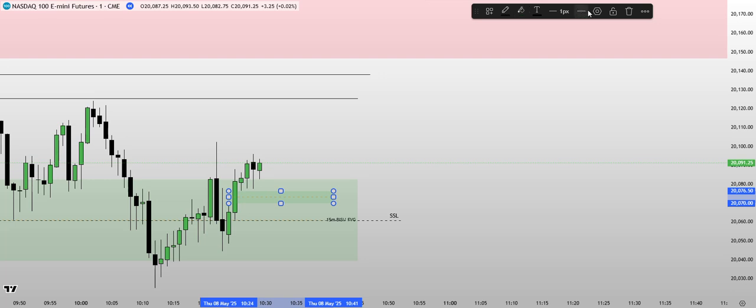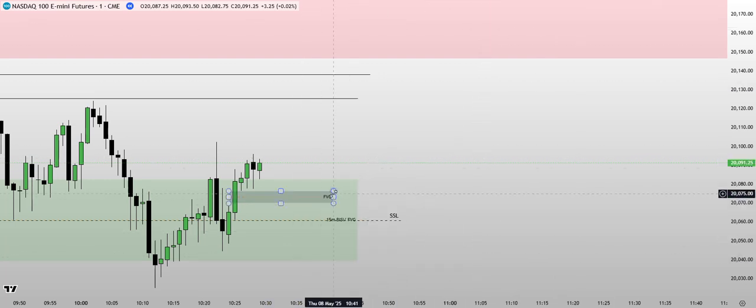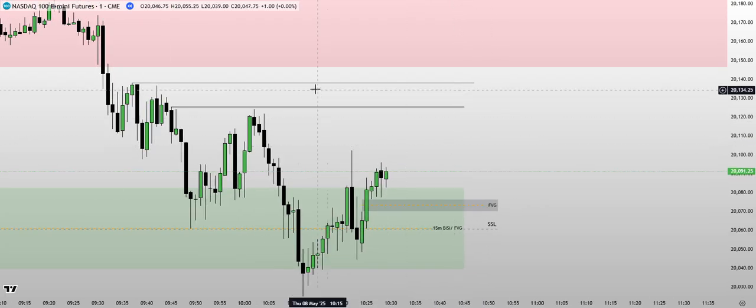But I wouldn't even take this. So I'm just showing you something. I want it to be clear. I would not take this trade. First of all, it didn't even get retested, but the only objectives I have interest in are these highs here. But even at that, I wouldn't take this trade.